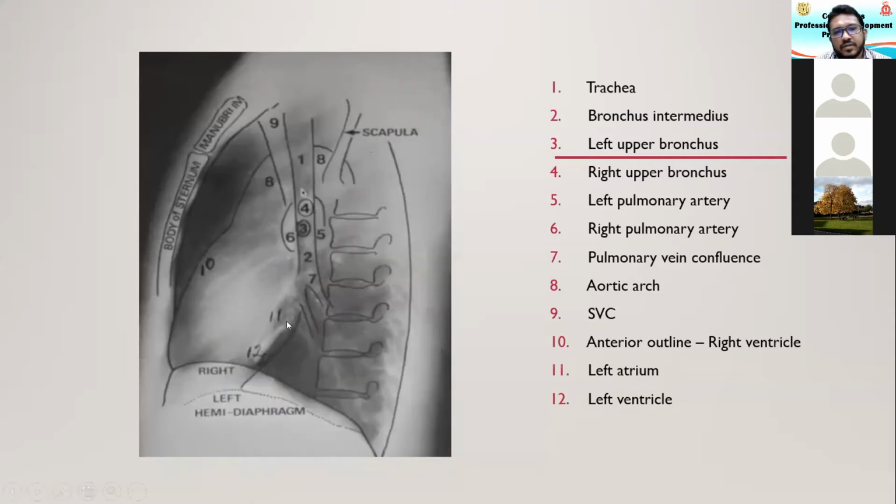This is the confluence of the pulmonary veins. Then you have the aortic arch, SVC. The anterior border here is the right ventricle, and posteriorly you have the left atrium. Inferiorly you have the left ventricle. So you don't see any right atrium here because it's a more right-sided structure in the real anatomy.